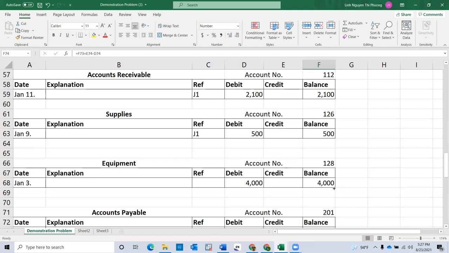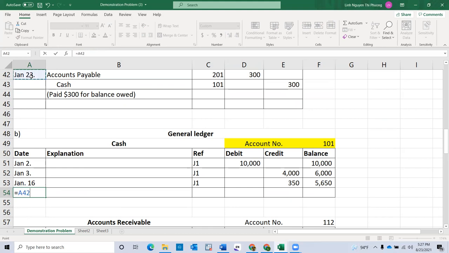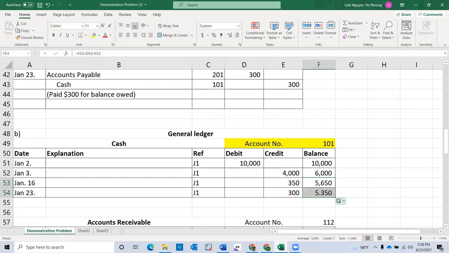Okay, and the next one is we credit cash. So I'll press equal sign, January 23, enter. Reference will be J1, okay? And we credit 300. So for credit 300, you press equal sign, link to the 300 here, and enter. Now again, you don't need to type the formula here. Just go to the balance cell before, and then go to the right corner. When it has a plus sign, drag it down, and then that will be the ending balance of cash, okay?